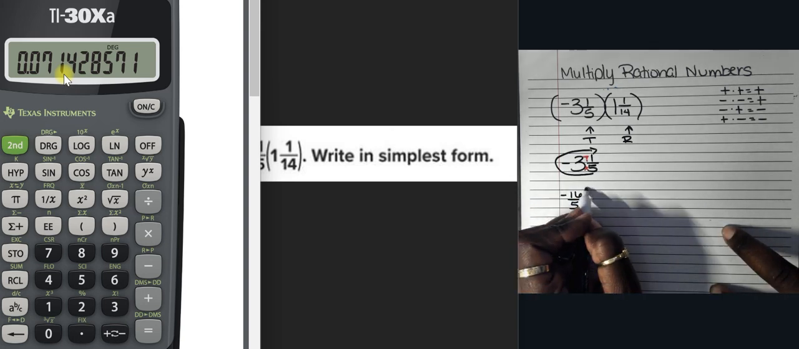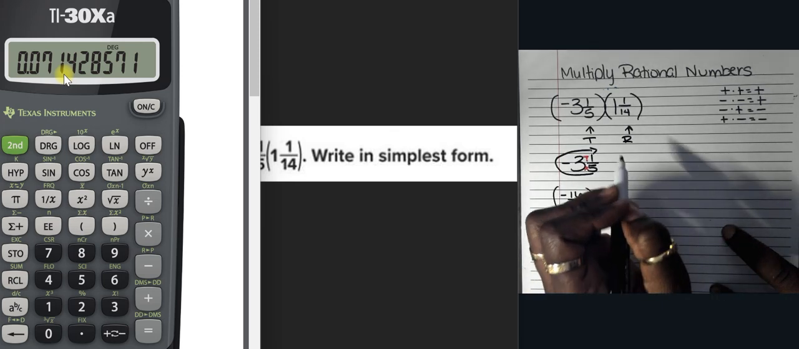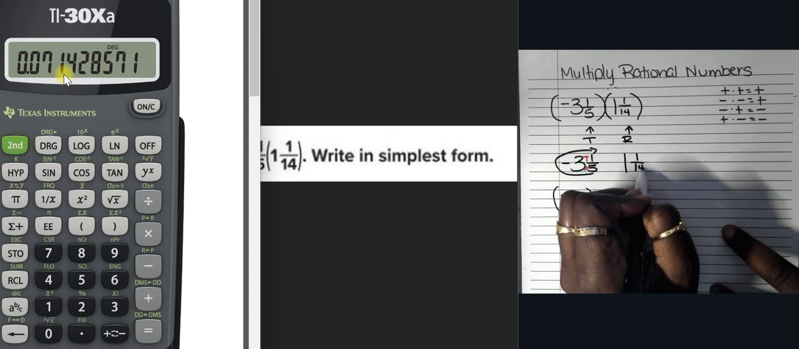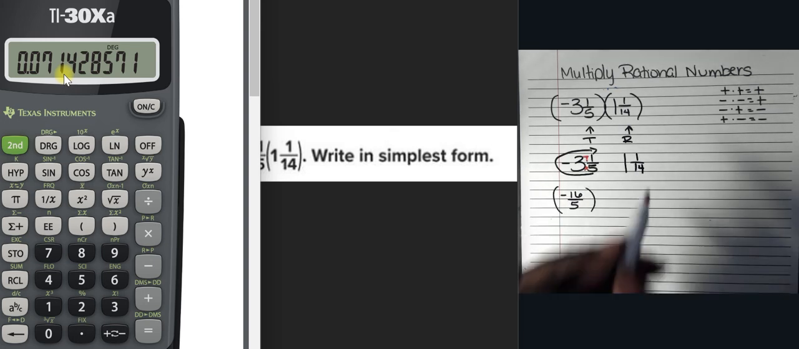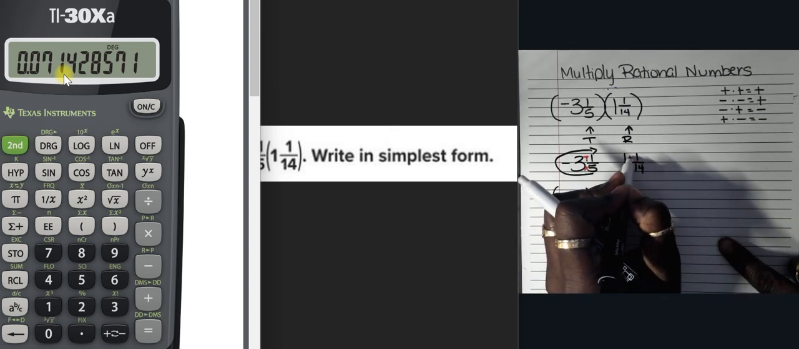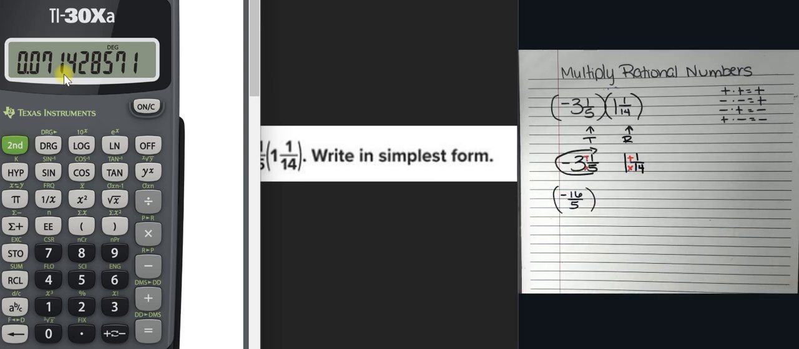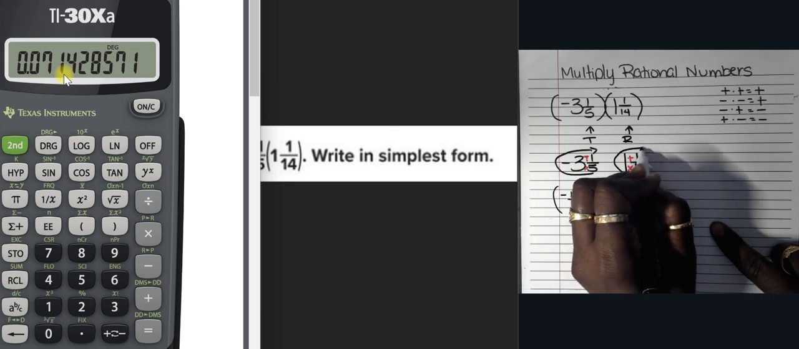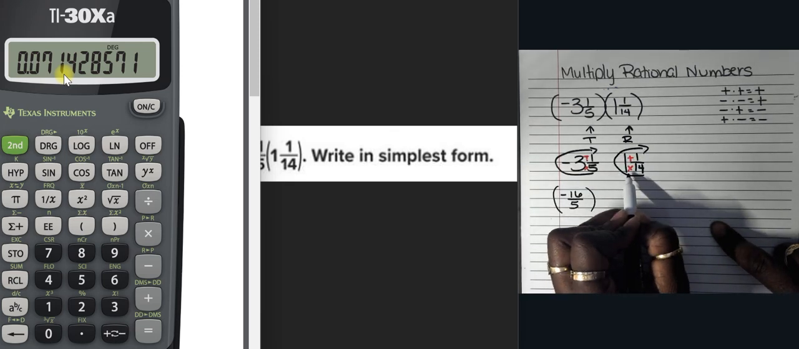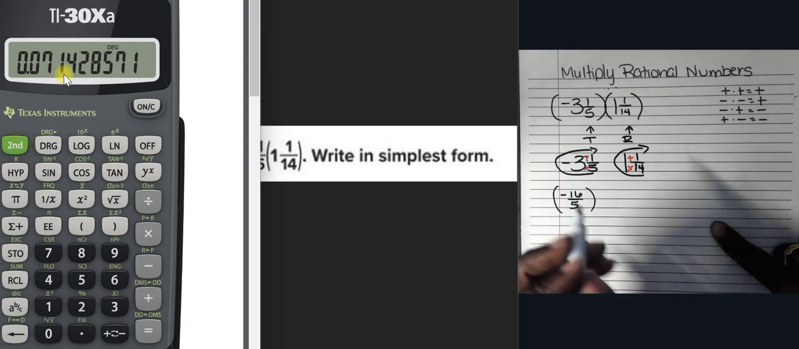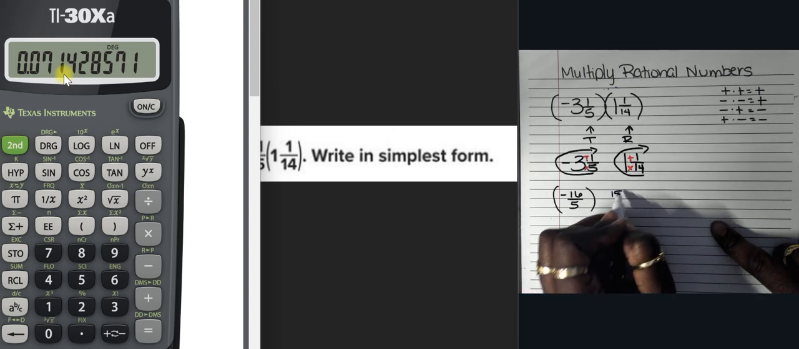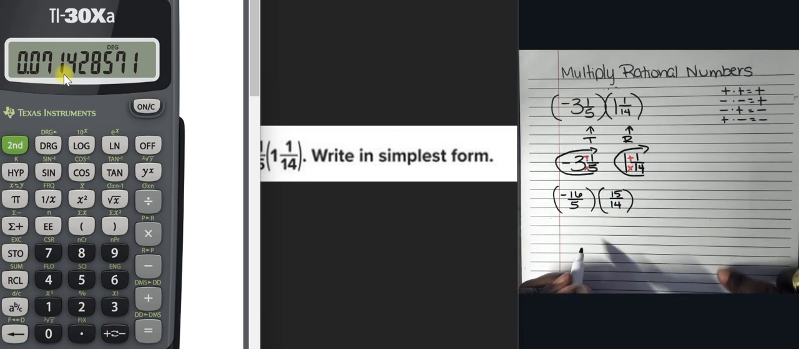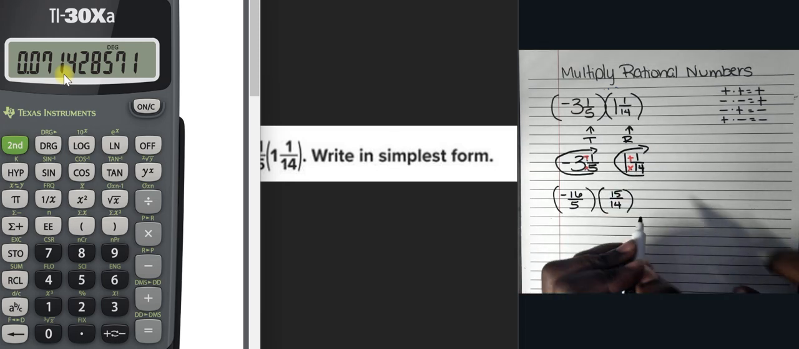Okay. Now we're going to multiply that by 1 and 1/14. So let's see what happens with that 1 and 1/14. Remember, we're going to use Texas on that one as well. All right. Again, we're going to start from the bottom, work our way to the top. So 14 times 1 gives me 14. 14 plus 1 gives me 15. So that is going to be 15 over 14. And we are multiplying that. And that was a positive. All right. So now what we need to do is just multiply across.